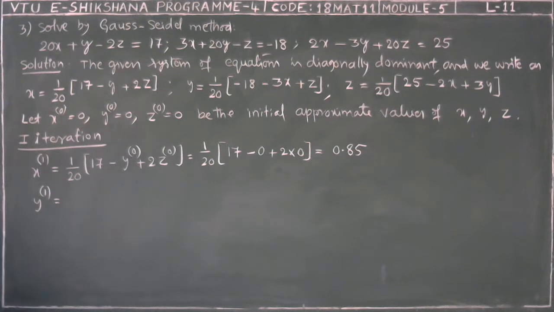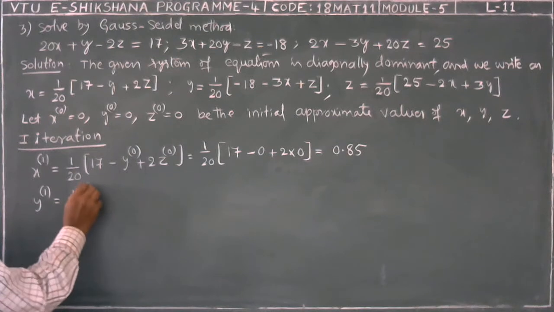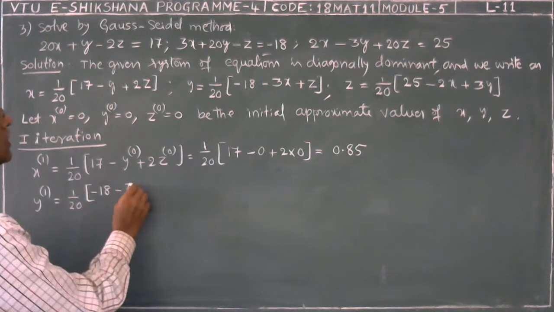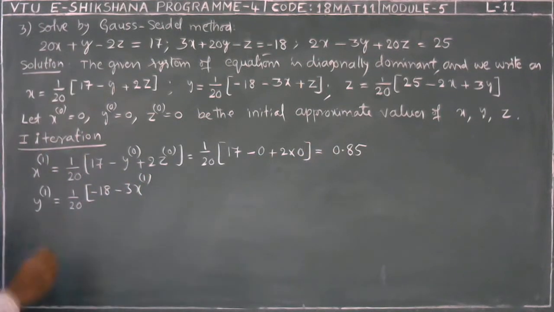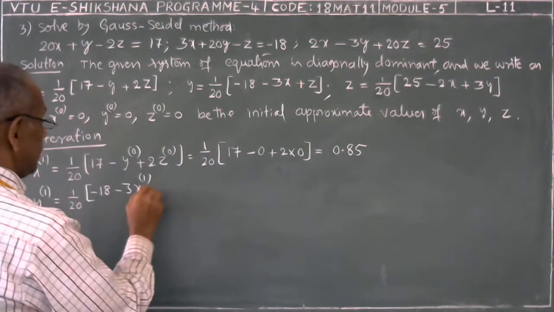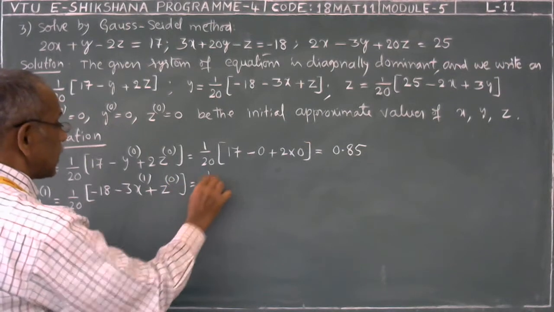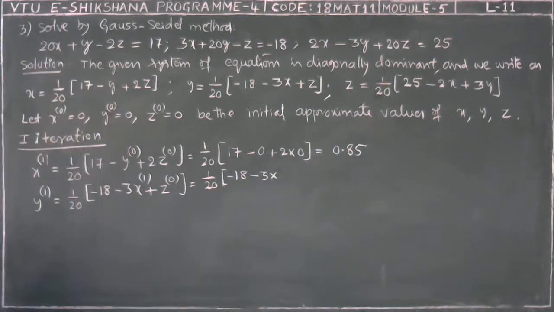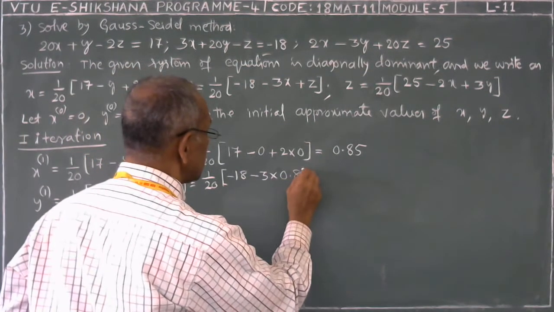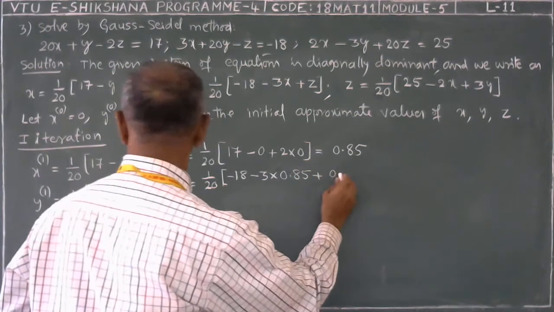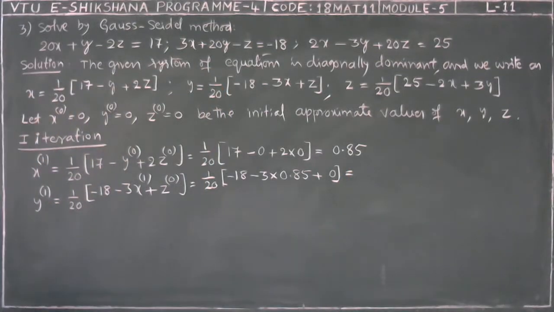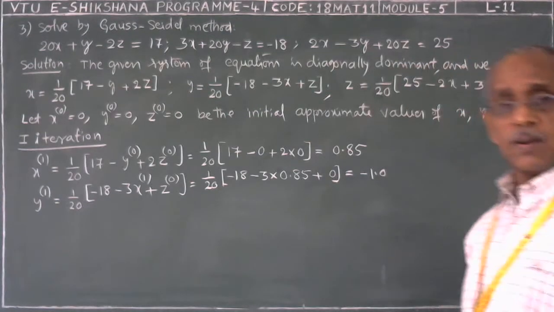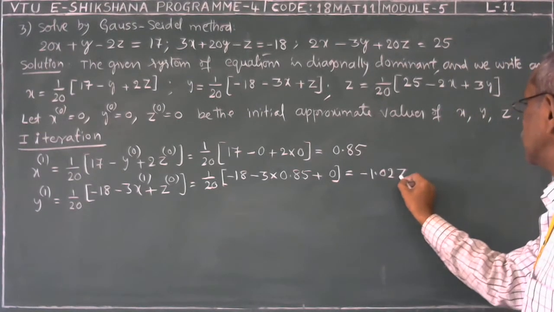Okay, similarly, the first approximation to y is 1 divided by 20 into minus 18 minus 3x1 plus z0. This value of x1 should be used here. So this is going to be 1 divided by 20 into minus 18 minus 3 into 0.85 plus z0, where z0 is 0. If you compute this carefully, you get minus 1.0275.